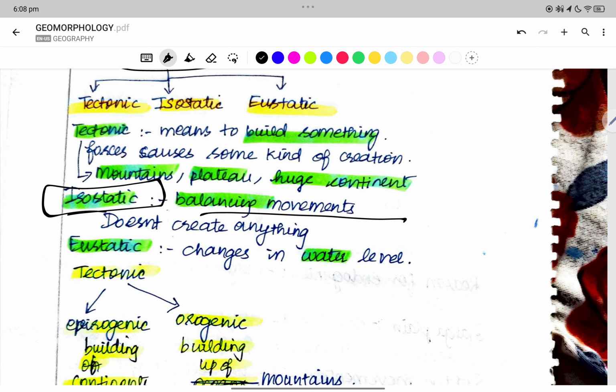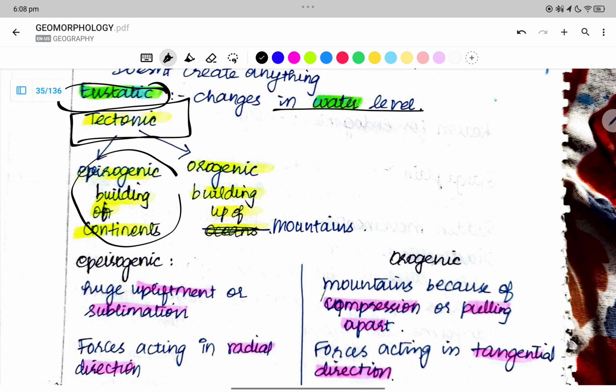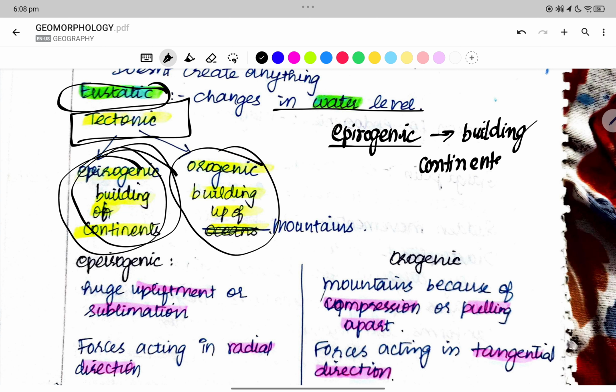Isostatic forces are balancing forces and eustatic are changes in the water level. Now this tectonic force is classified into epeirogenic and orogenic. Epeirogenic is the building of continents. So epeirogenic is the building up of the continents and orogenic is the building up of the mountains.